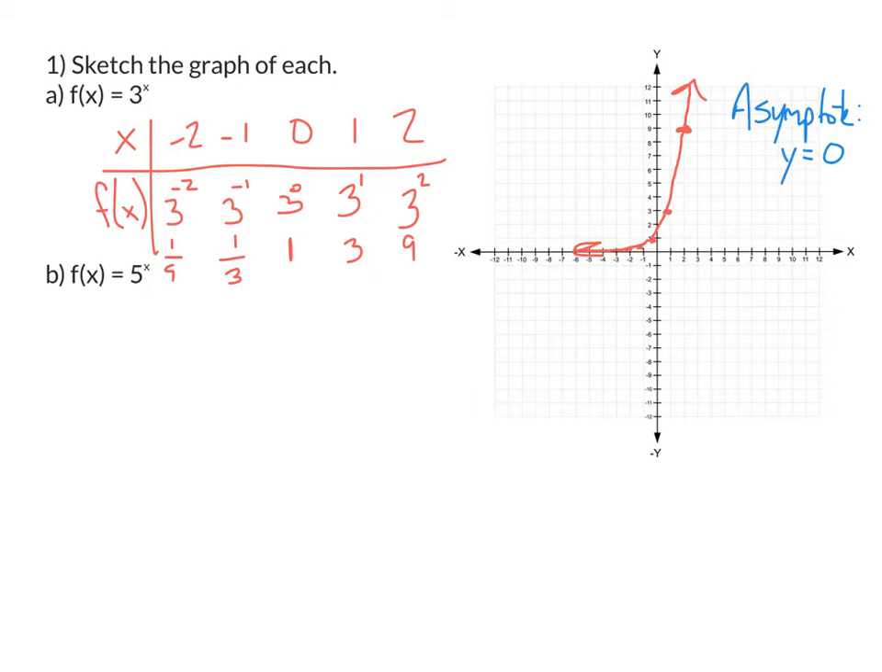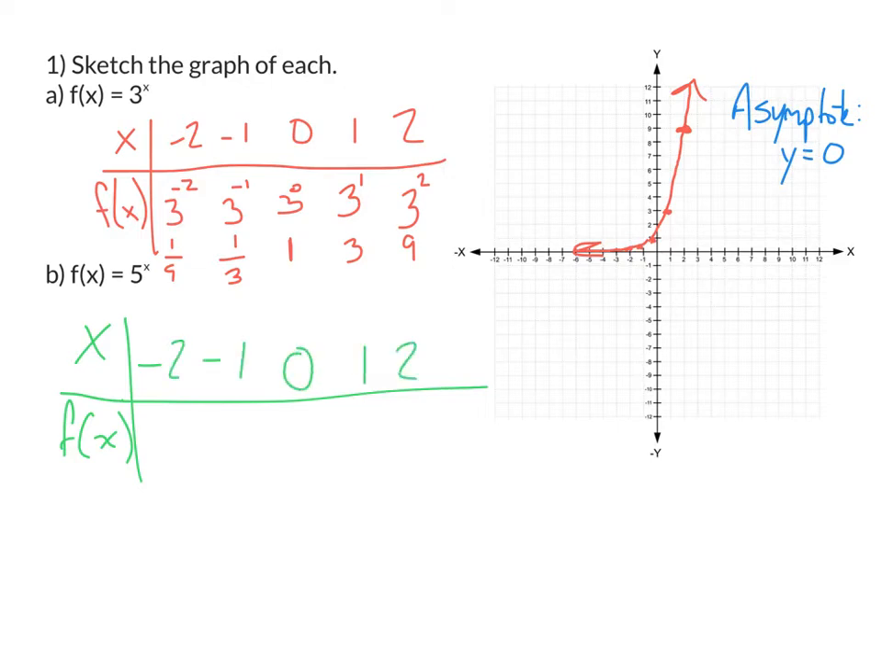Okay, let's look at part B. In part B, we'll still do our x f of x chart. And I'll put in the exact same values here, -2, -1, 0, 1, and 2. When I do 5 squared, that means 5 times 5, so it's 25. 5 to the first, 5 times just the number 5. 5 to the 0, anything to the 0 power will be 1. 5 to the -1 means we divide by 5. And 5 to the -2 means we divide by 5 twice.